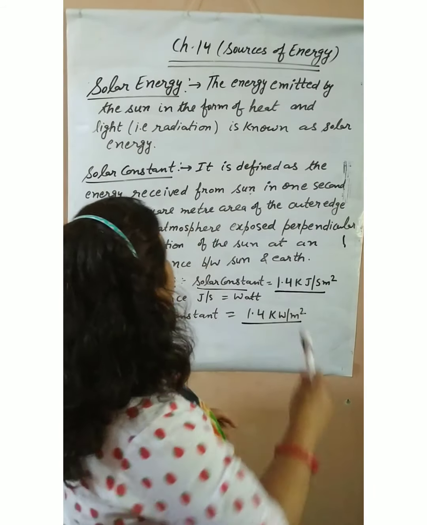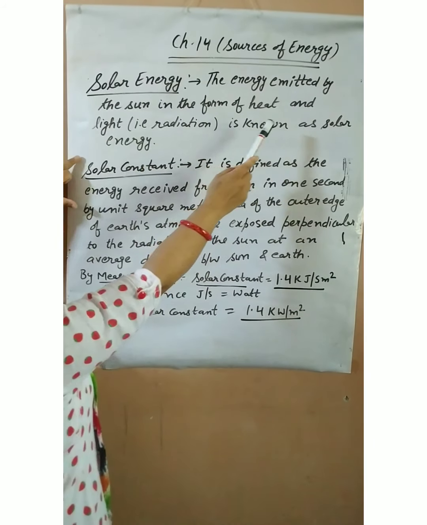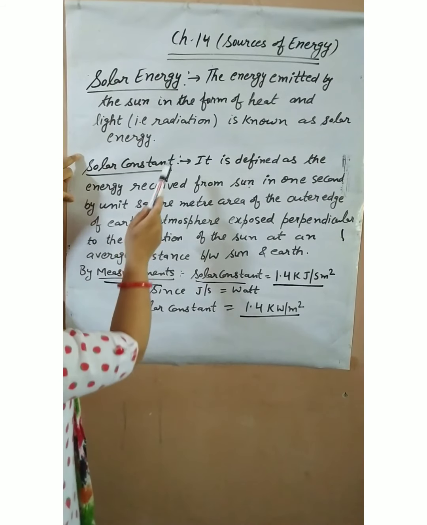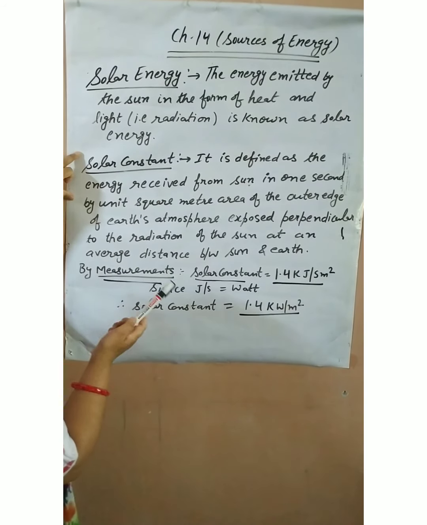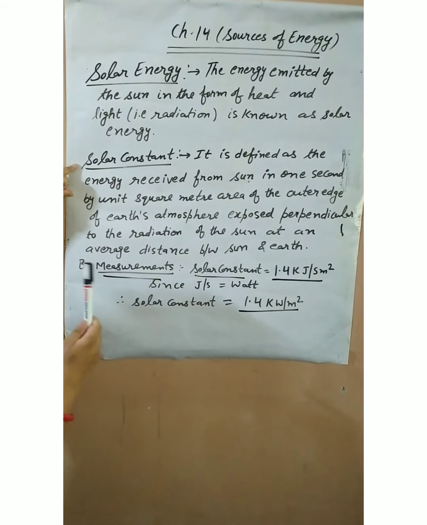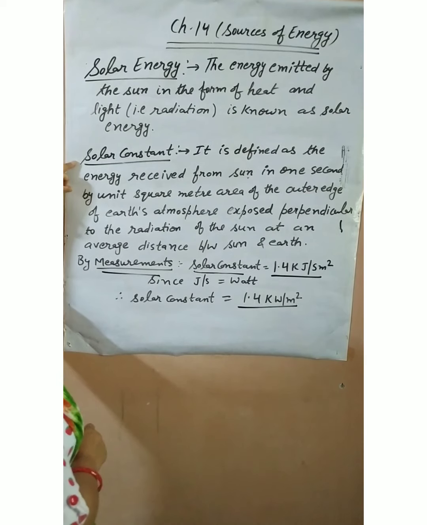So let's start. Solar energy, as the name indicates, is the energy emitted by the sun in the form of heat and light. As you know, we receive the energy from the sun in the form of radiations. How much energy our earth receives is calculated using the solar constant.